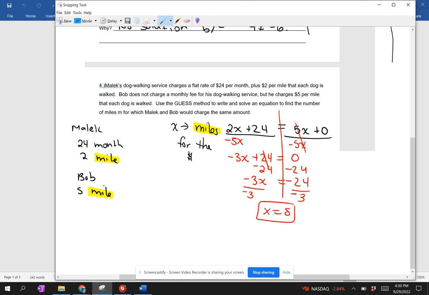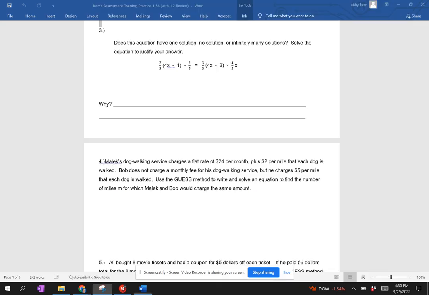So you're going to have to write a sentence that says what the 8 stands for, the mile. So you can say, it would take 8 miles for Malik and Bob to charge the same amount. My pen is not working very well to actually write a sentence, so that's why I said it vocally. But on tomorrow's assessment, you will have to write a sentence explaining what that 8 stands for.